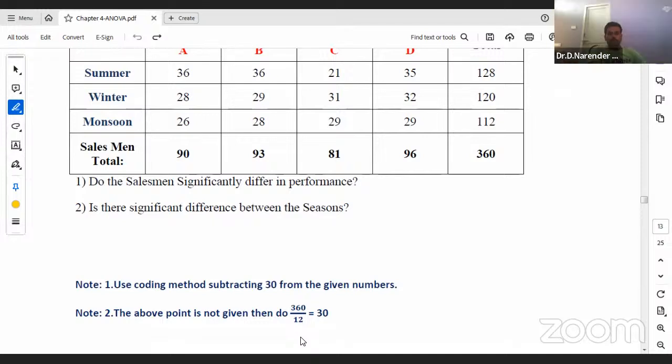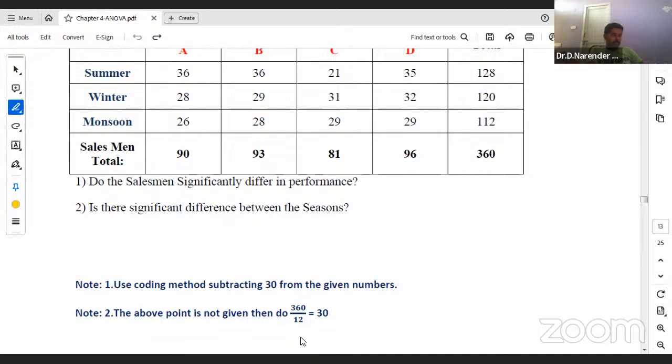So here 360 by 12 is 30. Sometimes instead of 360 the number is different. For example, if 450 is there, 450 divided by 12 gives 37.5, so you take 37.5 only. Otherwise, if the grand total is 456 in place of 360, then 456 by 12 gives 38.